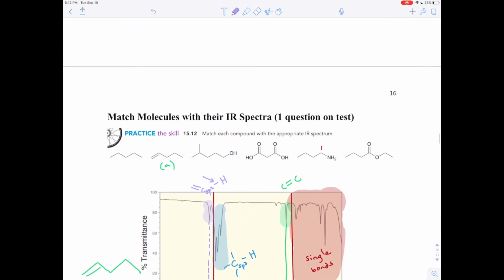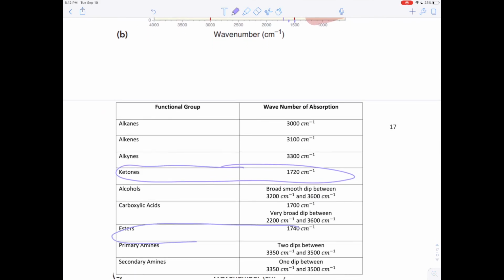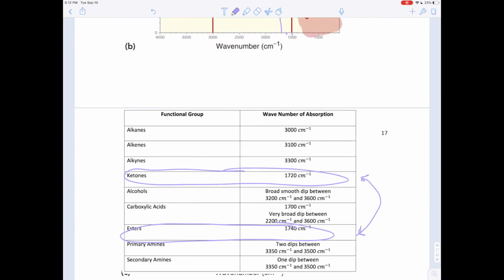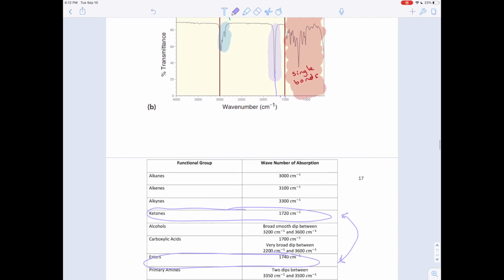So we can go back up here. Where do we see a ketone? We see it right here. Now technically that is an ester. Esters absorb at a very similar frequency, right, 1740. So you might say, wait a second, how do you know whether it's a ketone or an ester? And technically, just given this IR spectrum, you don't have enough information to decide between those two.